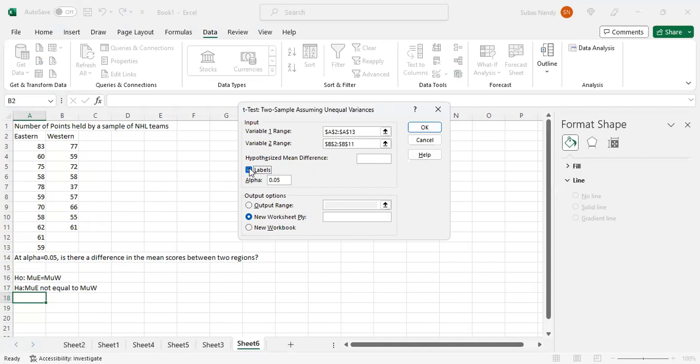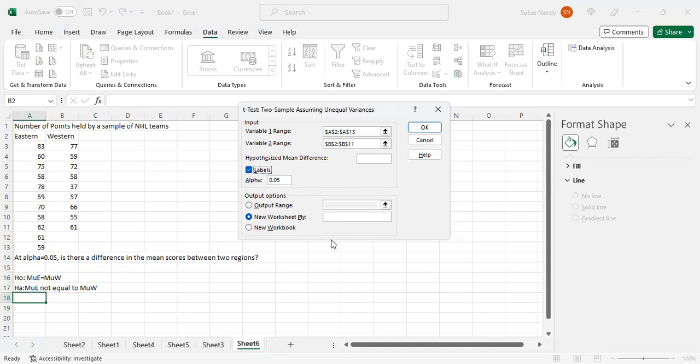Now I will click on Labels. This is to make Excel aware that my first row, the Eastern and Western, that is cell A2 and cell B2, consists of labels. That's why I click on Labels. My alpha is already pre-selected at 0.05. And I will click on New Worksheet Ply.